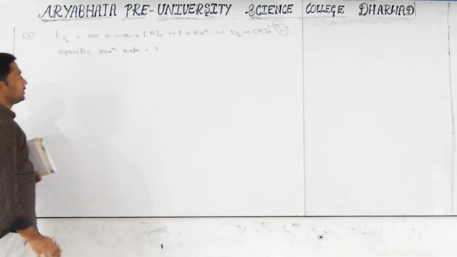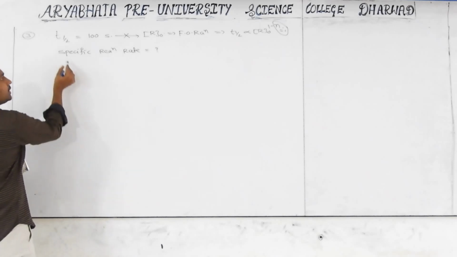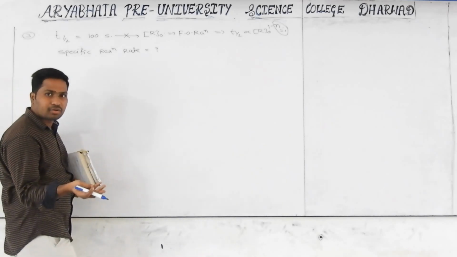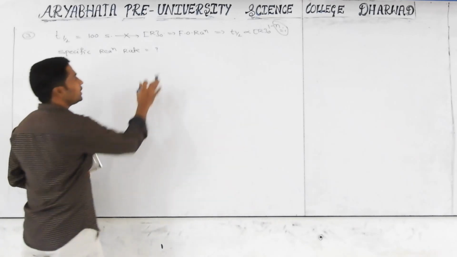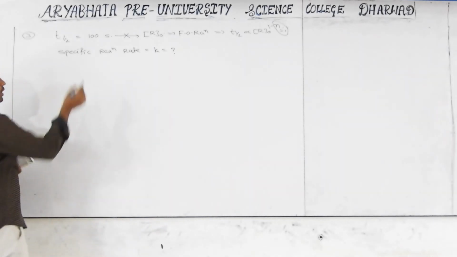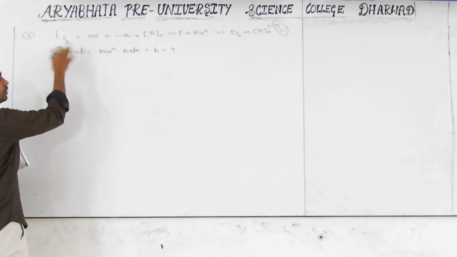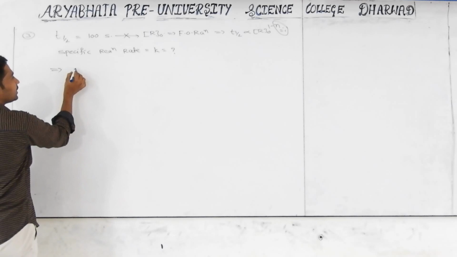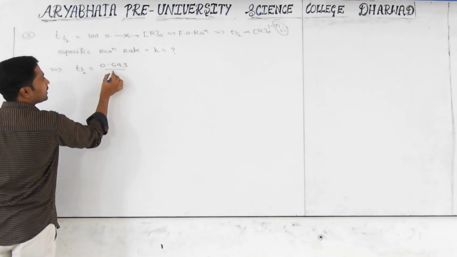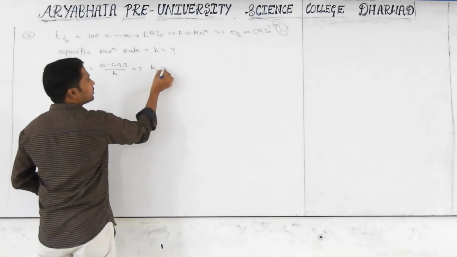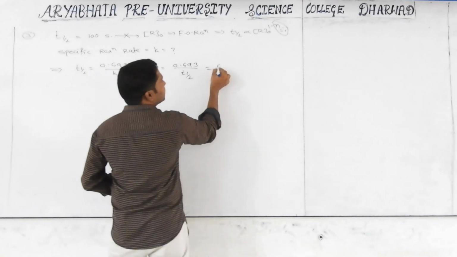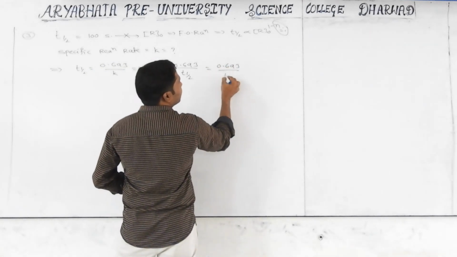We got the information. Okay, half-life is given and it is asking for the specific reaction rate. What is the indirect meaning of specific reaction rate or rate constant or velocity constant? Same meaning. Indirectly it is asking which value? K value. What is the formula under first order reaction between half-life and reaction rate constant? Half-life equals 0.693 by K. We want K equals 0.693 by half-life. It is nothing but 0.693 by 100.